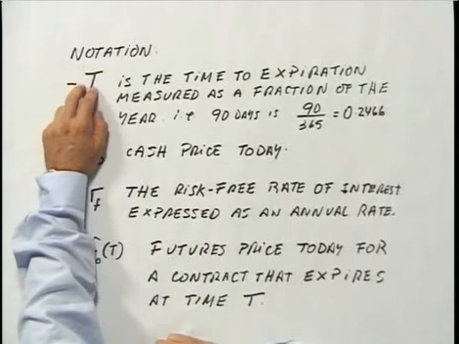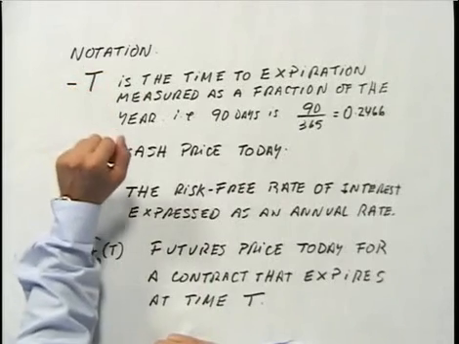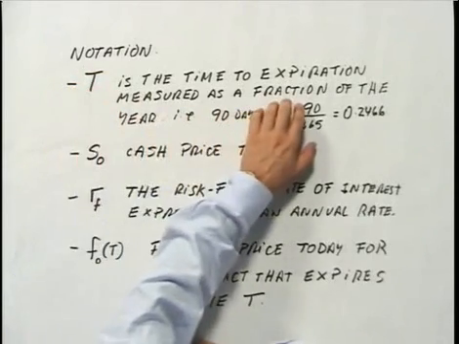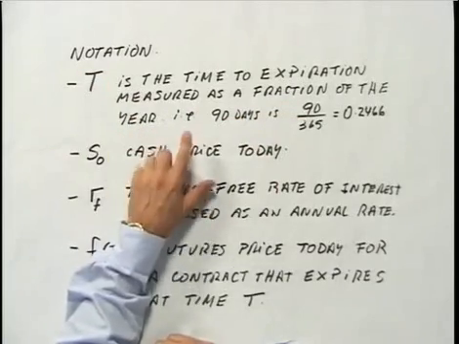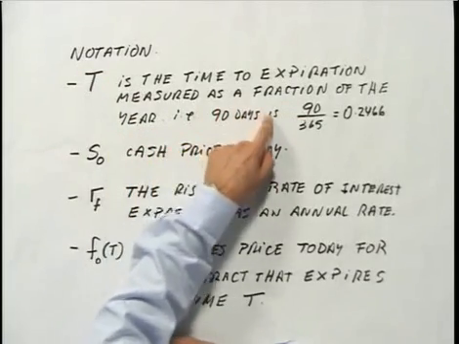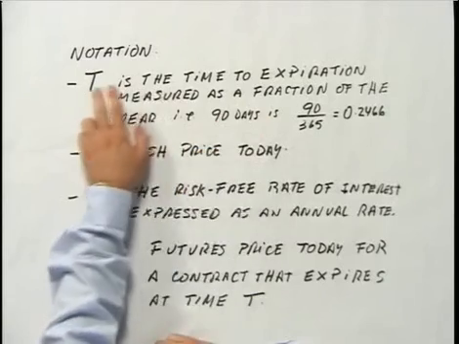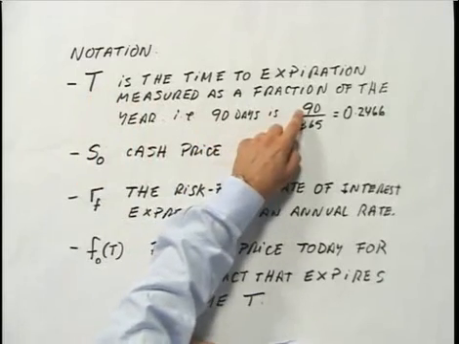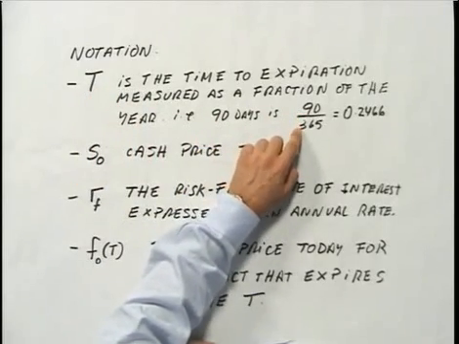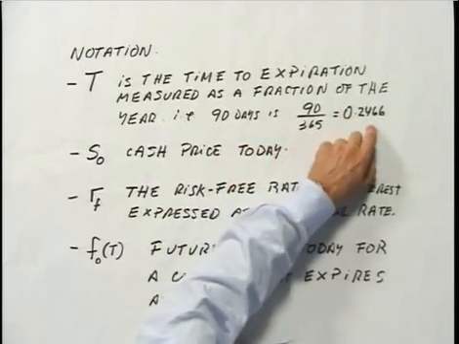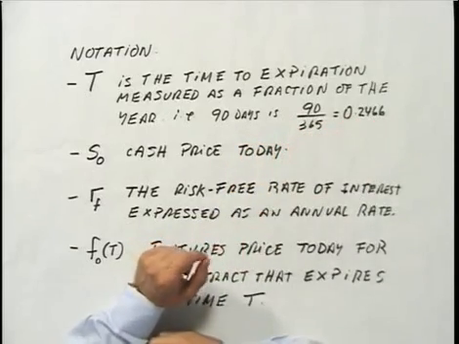That denotes the time to expiration of the contract. And the way it is measured is as a fraction of the year. So for example, if the contract has an expiration of 90 days, cap T is 90 days divided by 365 days, or 0.2466.